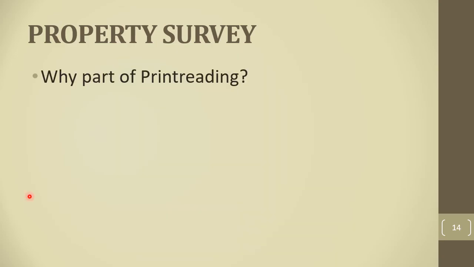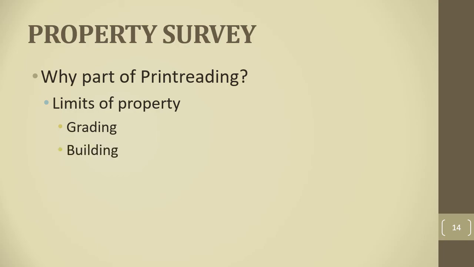Why is a property survey a part of print reading? Well, it tells us the limits of the property that we're working with. We might need that for grading, because in order to get the proper grade, we might be on someone else's property. We want to make sure that our building is not infringing on someone else's property. Codes and setbacks require distances from property lines for buildings to be.